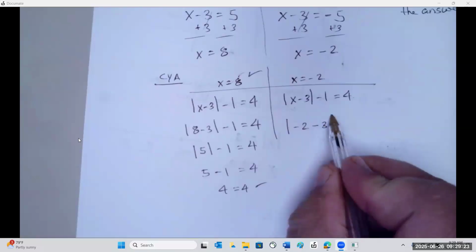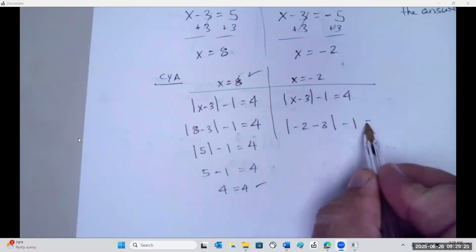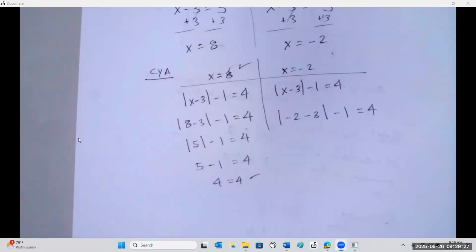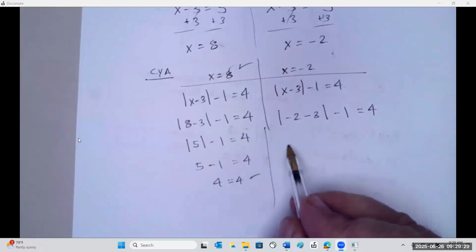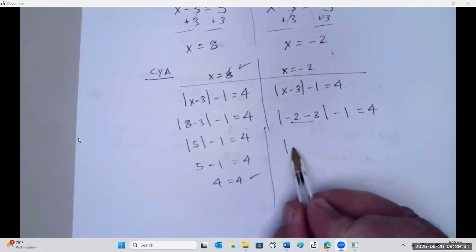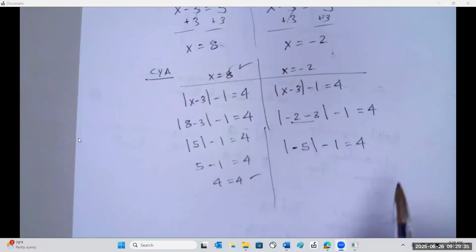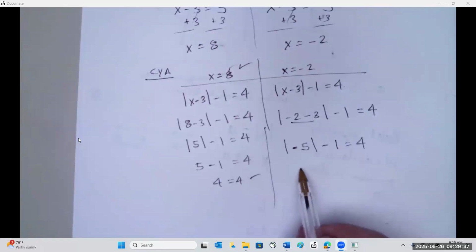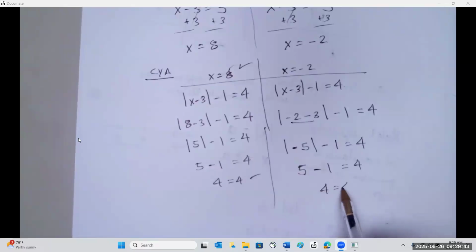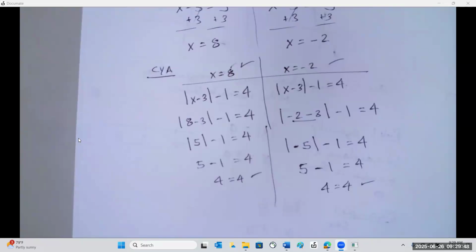We do the same thing with -2. The absolute value of -2 minus 3, minus 1 equals 4. -2 minus 3 becomes -5. The absolute value of -5 is 5. 5 minus 1 is 4. So they both work. Like last time, it may not work, depending on how this question is set up.